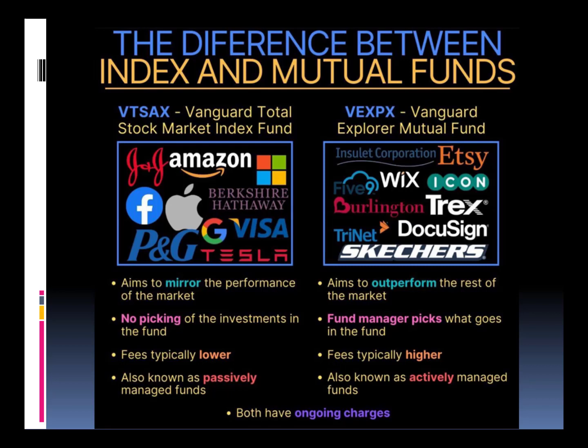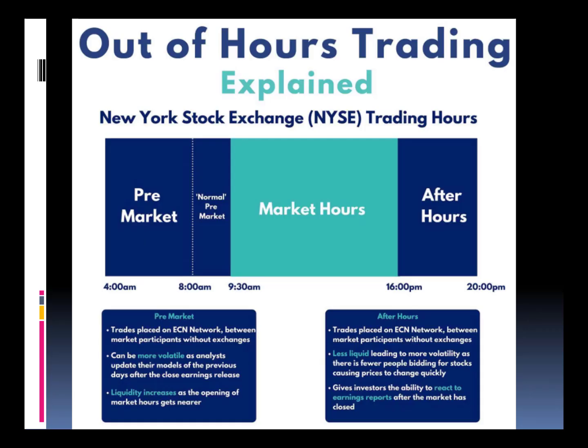I have here a concrete example. VTSAX, Vanguard Total Stock Market Index Fund, which aims to mirror the performance of the market. No picking of the investments in the fund. Fees are typically lower because they are passive. Then you have VEXPX, Vanguard Explorer Mutual Fund, which in this case aims to outperform the market. The fund manager actually picks what goes into the fund. The fees therefore are higher and they are actively managed instead of passively managed.